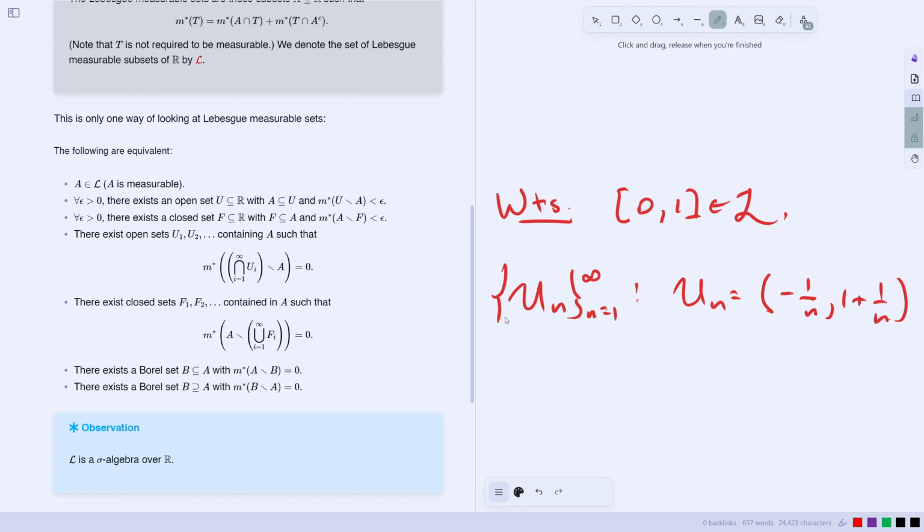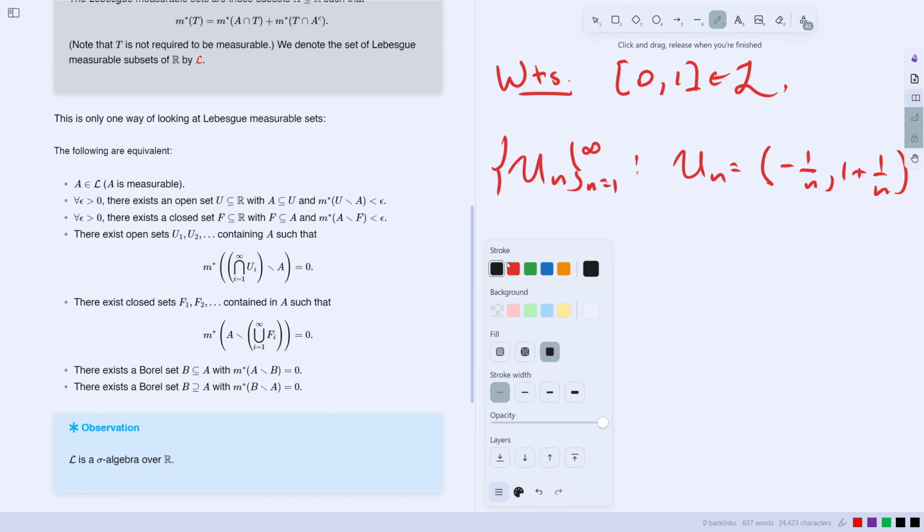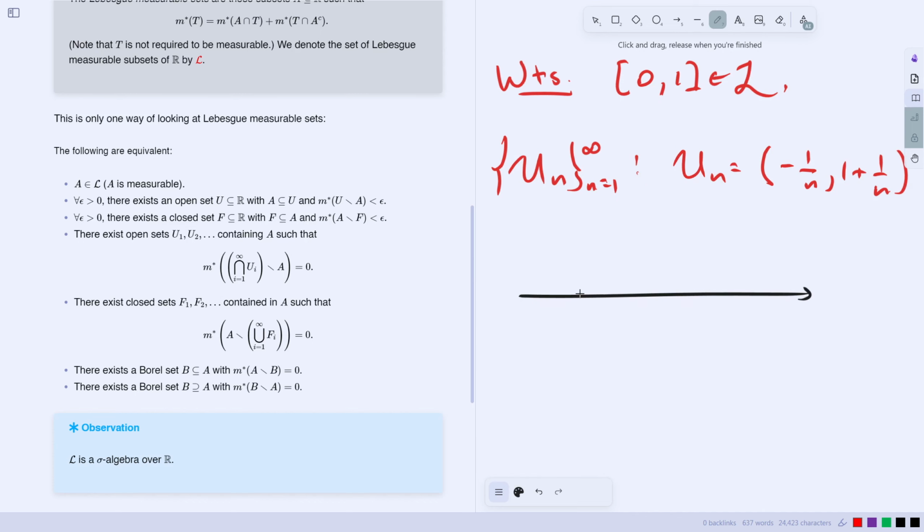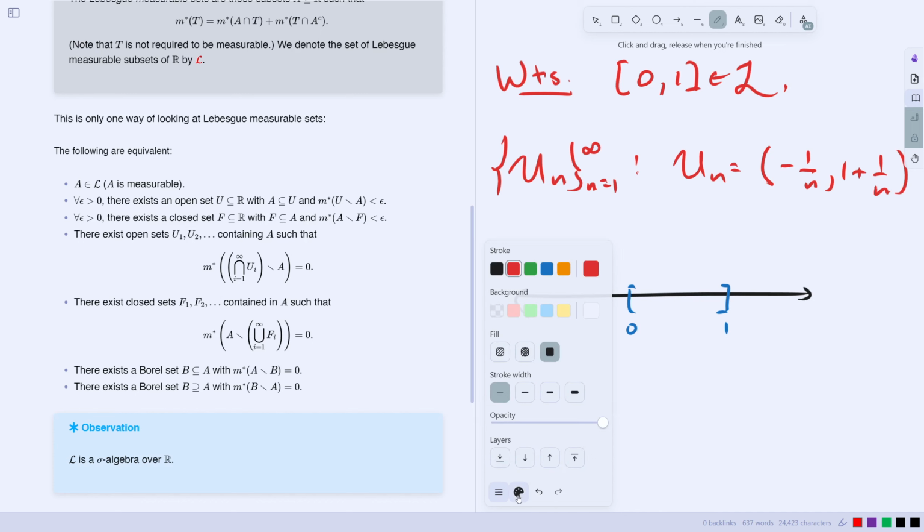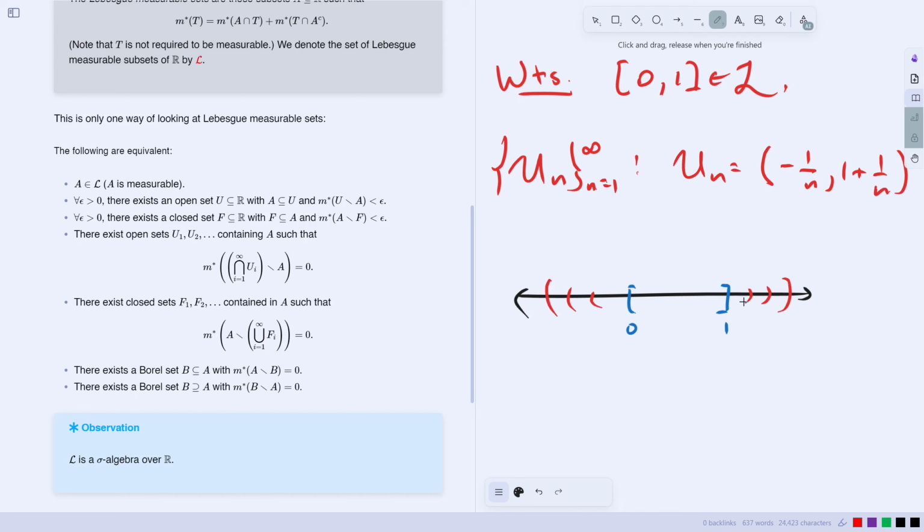If the page stops moving around on me, take the real line, take the unit interval [0, 1]. What's happening here as n goes to infinity? It's like this. It starts wrapping around. And notice that the unit interval is contained in each of these U_n. Great. And it actually turns out that the intersection of all of these sets is the closed unit interval, [0, 1]. Okay. But that's not what we require.